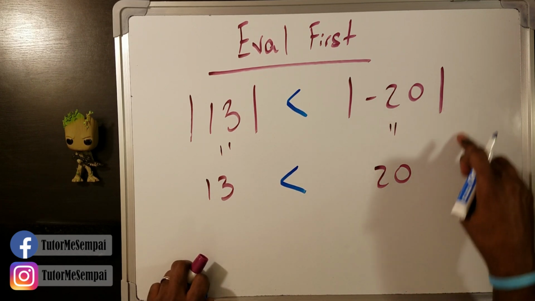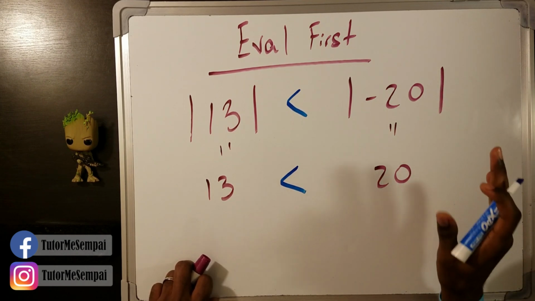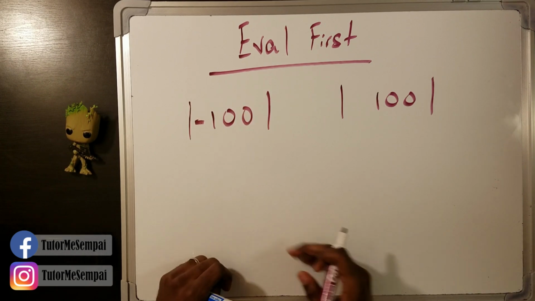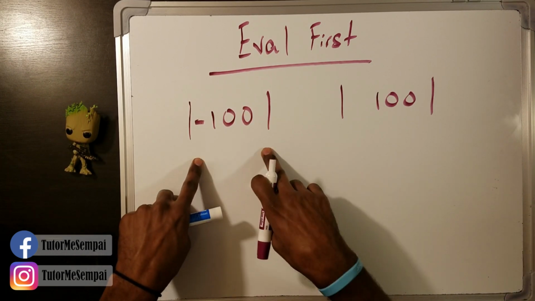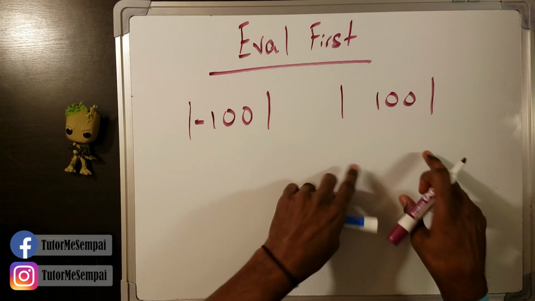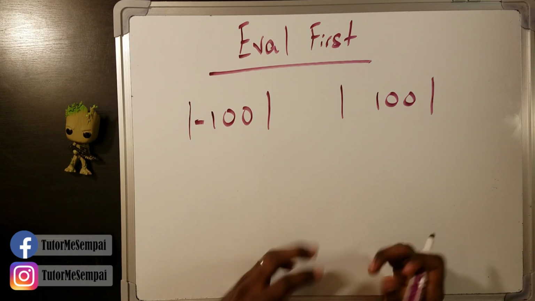Once again, if you're unsure how I got here, check out that video that you found up top, because that's going to explain why this equals this. Let's look at one more example. Let's say we had these 2 absolute values here. Here you have the absolute value of negative 100, and here you have the absolute value of 100. Which one of these are greater than the other, or are they both equal?